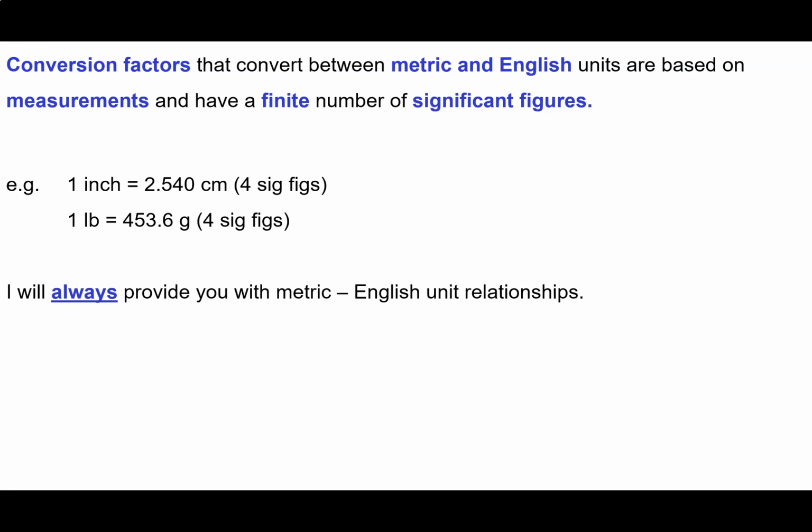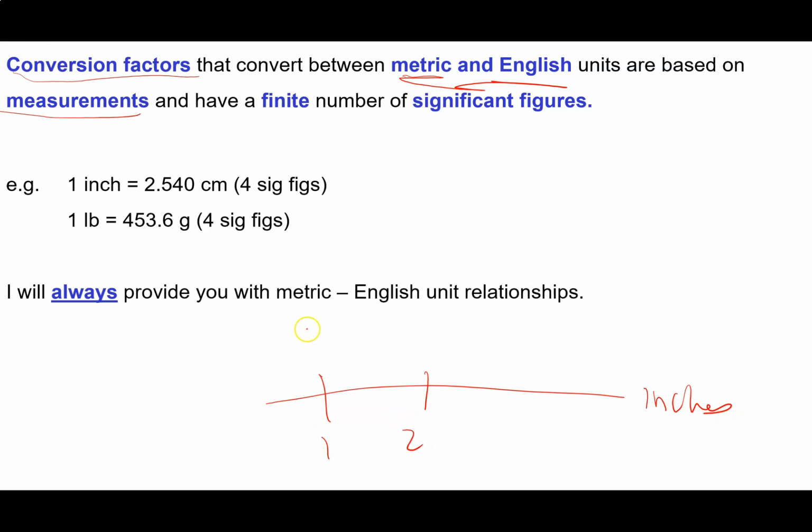So something to keep in mind is that conversion factors between metric and English units are based off measurements. Somebody took a ruler that has markings on it every 1 inch perhaps, and then they measured that with a ruler that has markings on it in centimeters. Right. So they're based on measurements, they're not based on definitions.